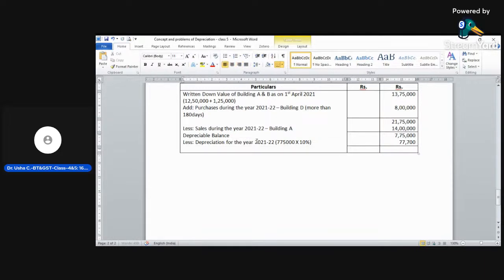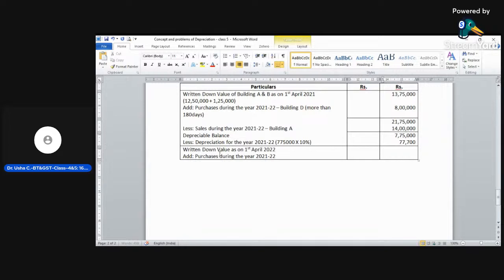The balance what we get is called as written down value as on 1st April 2022. But now we have to even charge depreciation for this also. Okay, so depreciation, add purchases during the year 2021-22. What is the balance?